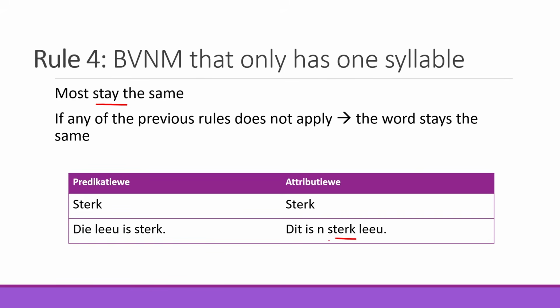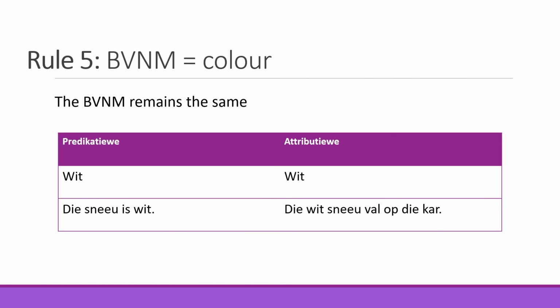So nothing changes. Rule 5, if our byvoeglike naamwoord is a color, it remains the same, right? So if you say, oh, die sneeu is wit, as your predicative, you would say die wit sneeu, for example. It doesn't change. The colors do not change. And that is it, guys. I hope it makes a bit more sense. These are the 5 rules, how you change predicative to attributive.